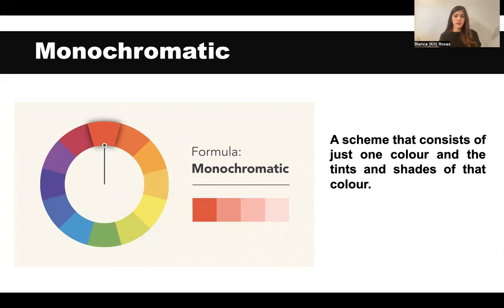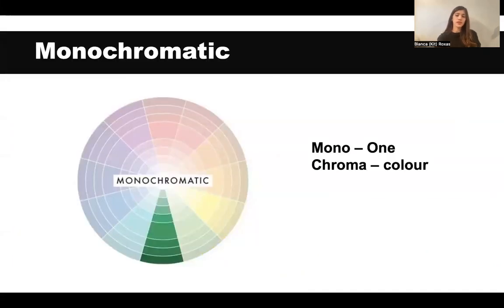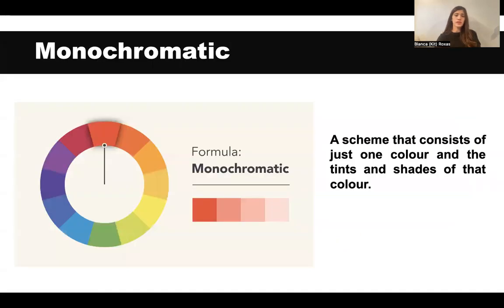So let us start with the monochromatic color scheme, which consists of one color only, and then the tint and shades. So monochromatic, mono means one, and chroma means color. So from the name of this color scheme, that means we only use one color. And for you to be able to create the illusion of form, the 3D effect on your artwork, when you use this color scheme, you have to use the tints and shades.